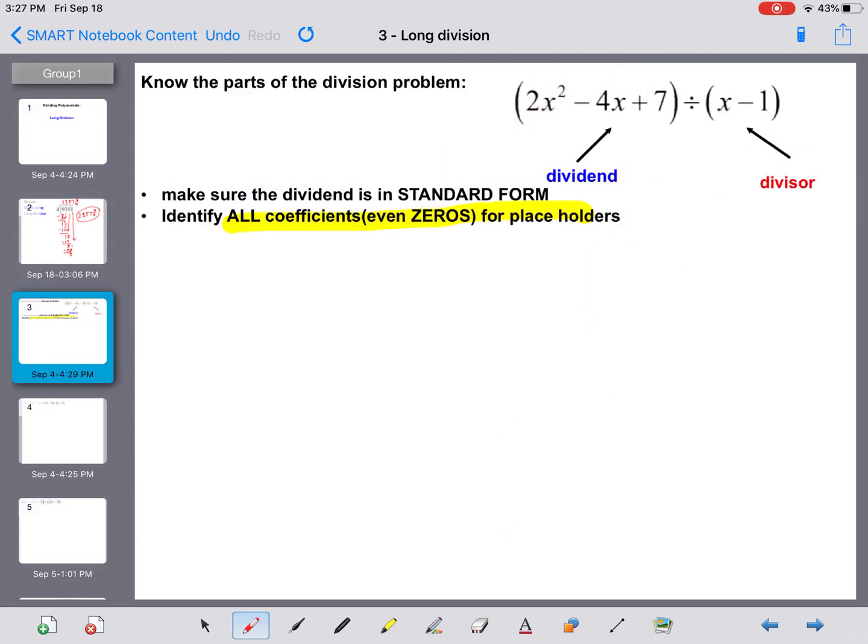So using polynomials for today, and when we do synthetic division, you just need to make sure that you know your dividend and divisor, and then make sure everything's in standard form. And if you have any missing terms, like if there's no x but there's an x squared, you need to include a 0 as a placeholder. That's especially important for synthetic division, but it does help in long division.